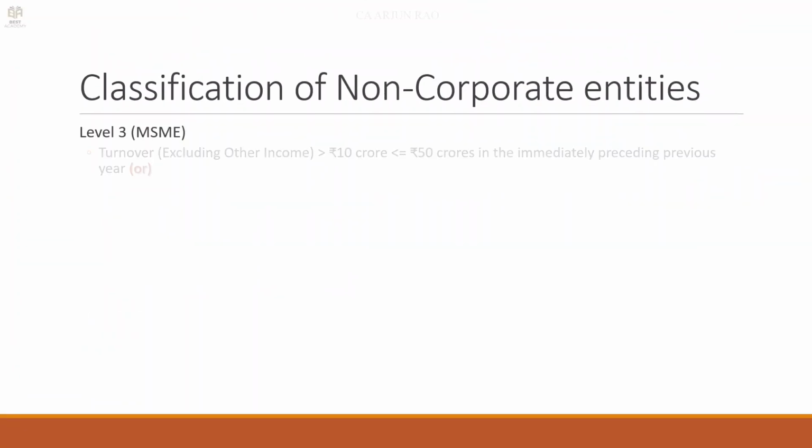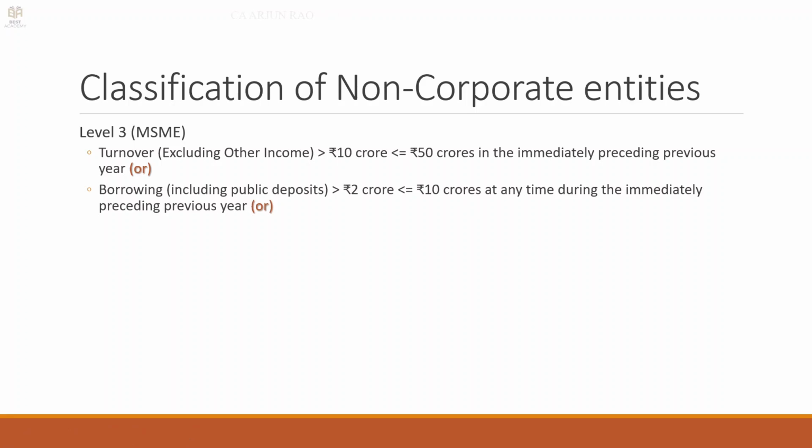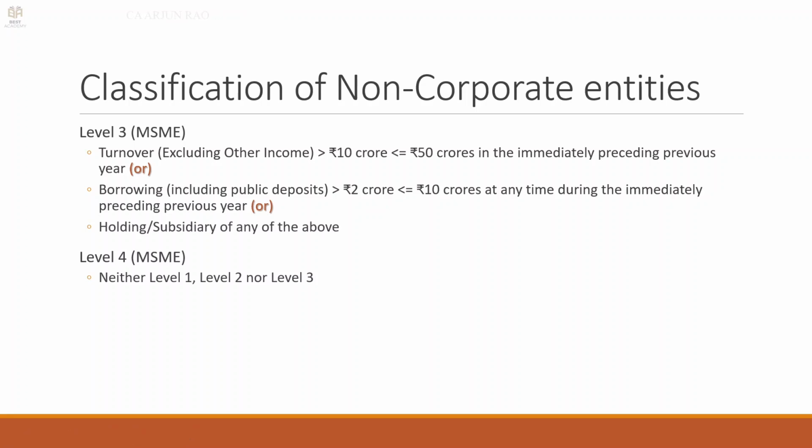So level 3: turnover excluding other income greater than 10 crore, less than or equal to 50. So borrowing, what will it be? Including public deposits greater than 2 crore, just divided by 5, less than or equal to 10 crores, holding or subsidiary. And level 4 will be neither level 1, level 2 nor level 3.